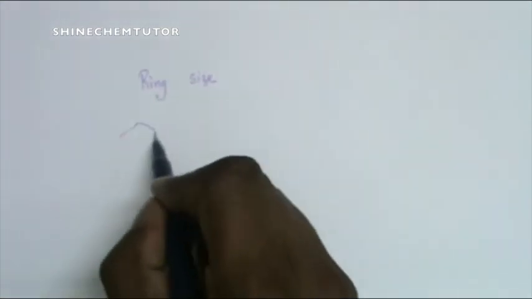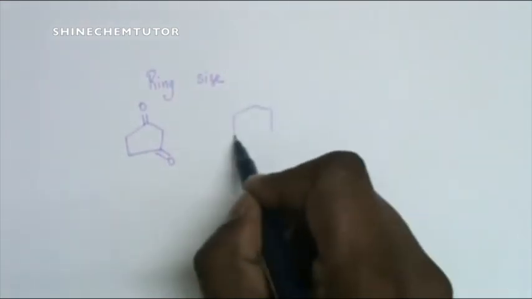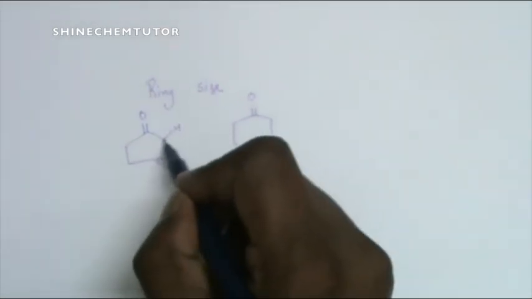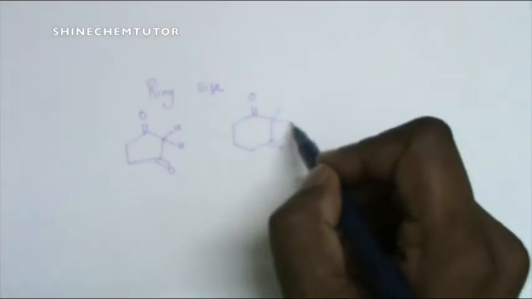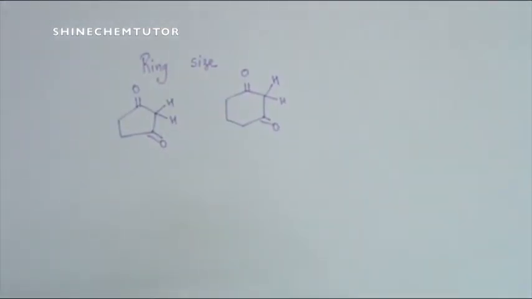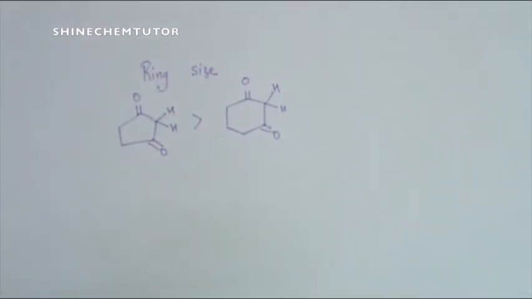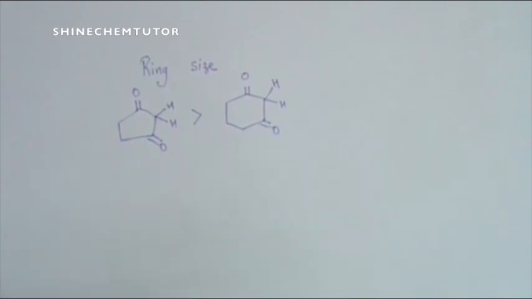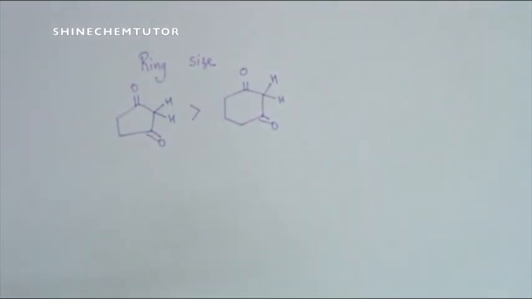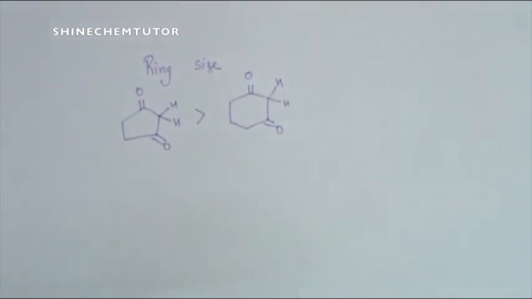To explain this, I go for cyclopentadiene and cyclohexadiene. Because of keto group, the alpha hydrogen is acidic. Which one will be more acidic? It is observed that 5-membered ring proton is more acidic compared to 6-member. When this proton is taken, the ring strain is released to some extent. Because of that, it is more acidic compared to 6-membered ring.